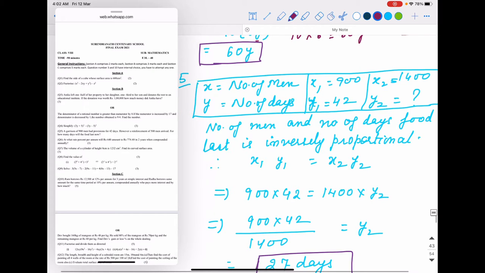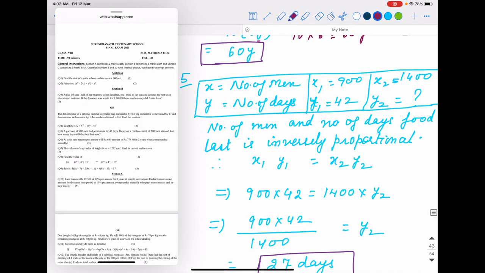Next question is question 5. 900 men had provision for 42 days. Here it is direct and inverse proportion questions. We can do by unitary method also, but here the direct proportion method is there. So first we write in a table. You know how to make a table.